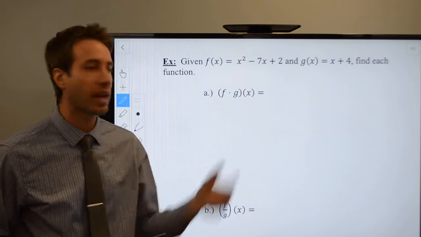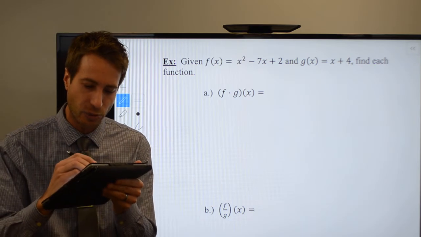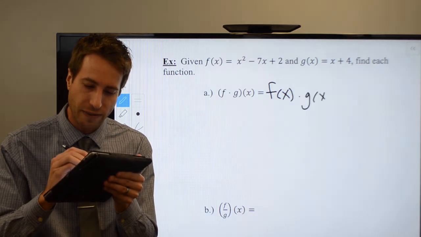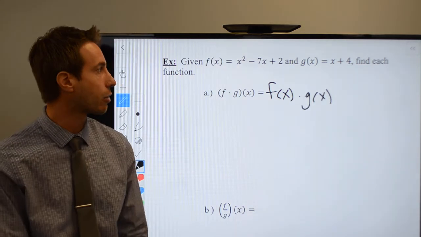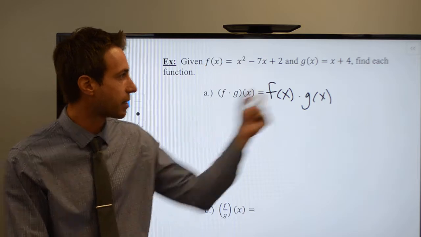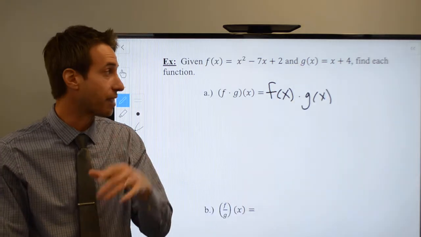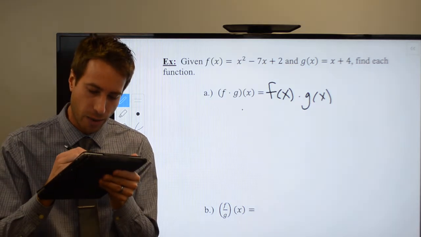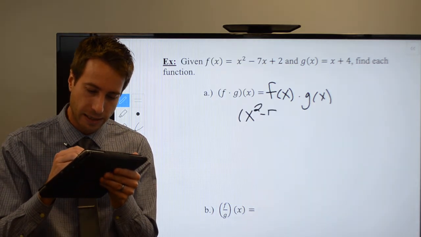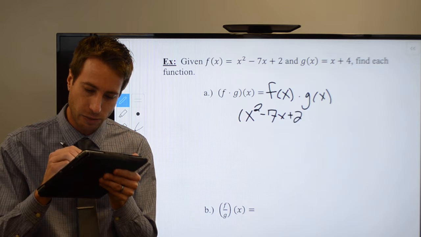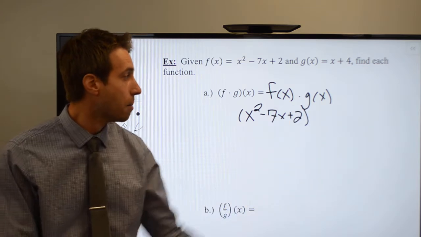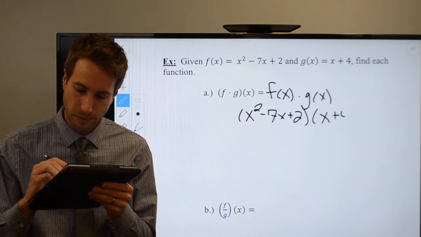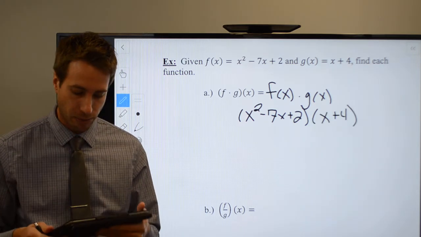Again, remember, if you don't like this notation, that's okay. You can simply write it the other way if you prefer, f of x times g of x. They mean the exact same thing, and we're going to multiply the function f of x by the function g of x. And that's just the distributive property. So here we go. I'm going to have an x squared minus 7x plus 2, right? Which is my f of x, multiplied by my g of x, which is x plus 4. Distributive property to multiply all this stuff together.